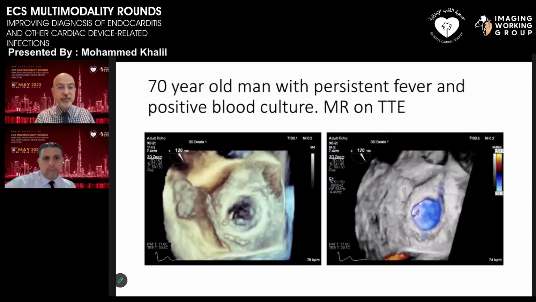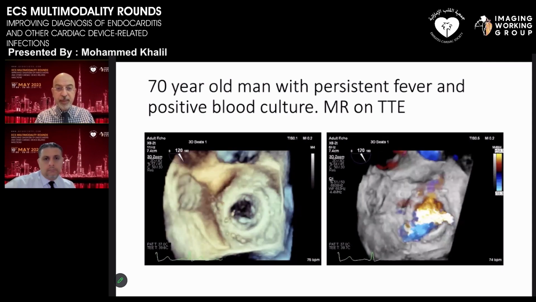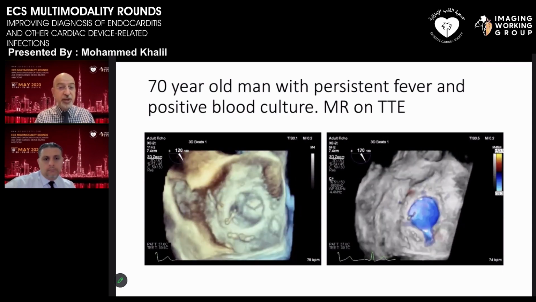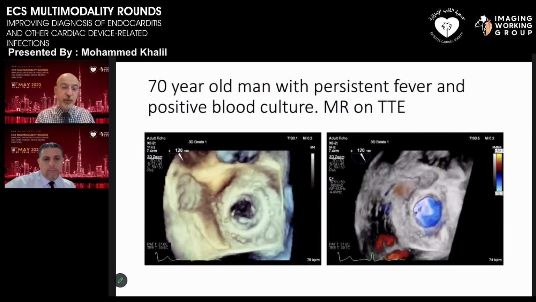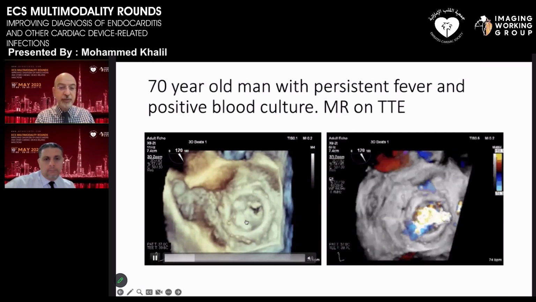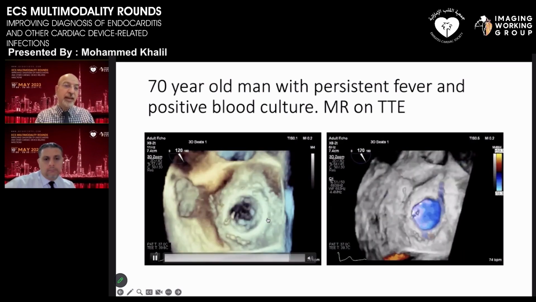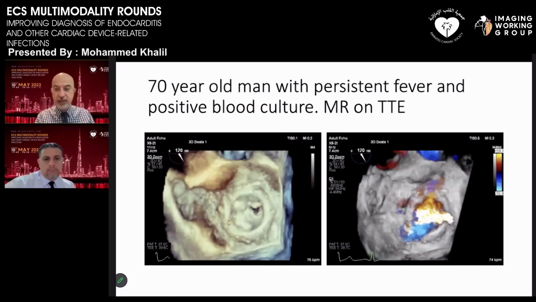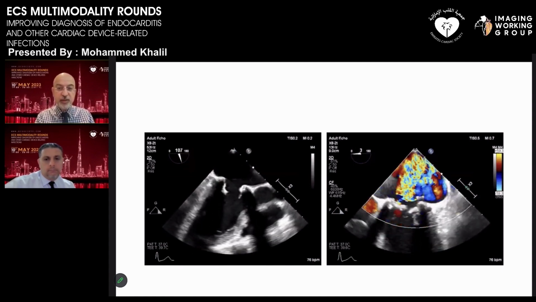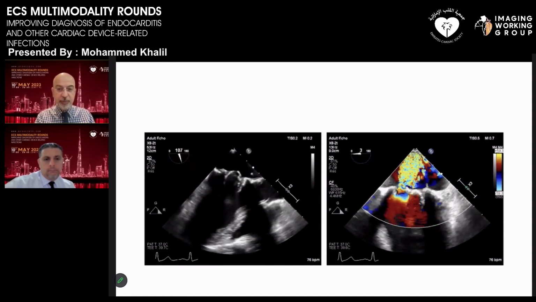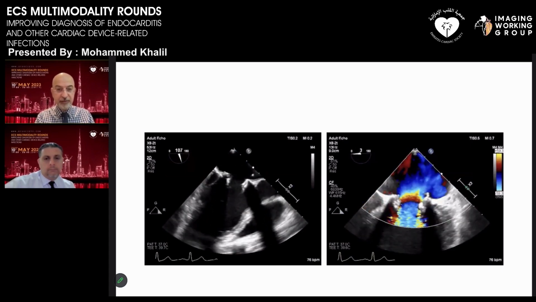So the transthoracic, as I said, has its own limitations. This is another patient we saw, a 70-year-old man with persistent fever and positive blood culture. There was mitral regurgitation on transthoracic, but we could not define the anatomy very well. This is the beauty of 3D echocardiography. You can see the perforation, where it is located, and the hemodynamic effect, and this is where I love 3D echocardiography. This is the same patient actually. You can see huge, wide open mitral regurgitation through the perforated mitral valve leaflet.